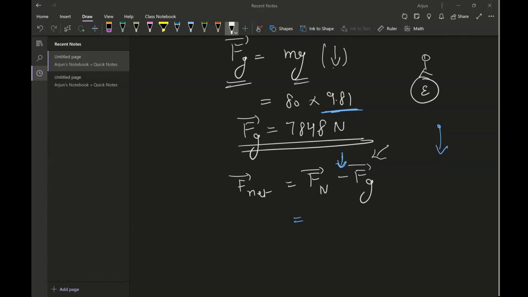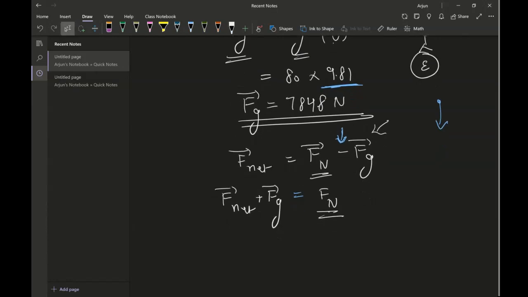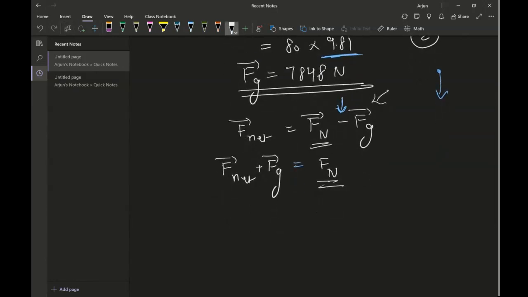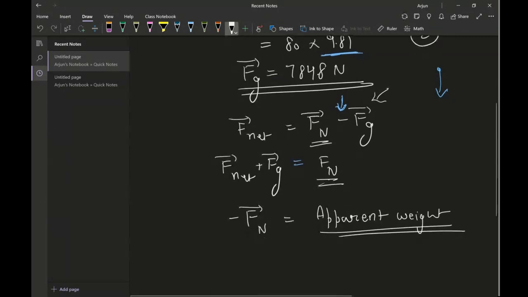Now if I wanted to find the normal force Fn, then it will be F net plus Fg in that scenario. And this normal force, if I reverse the direction of the normal force, then it will become the apparent weight. So negative of Fn will become the apparent weight. Okay, so that's the definition of apparent weight.